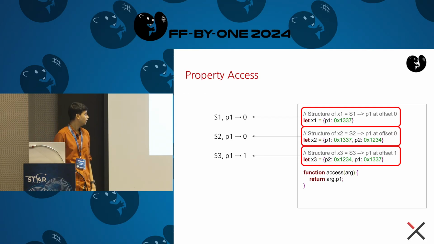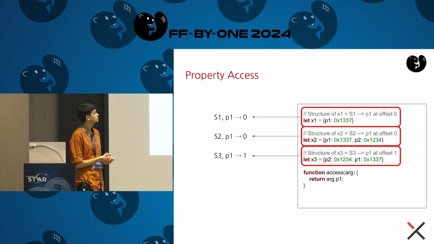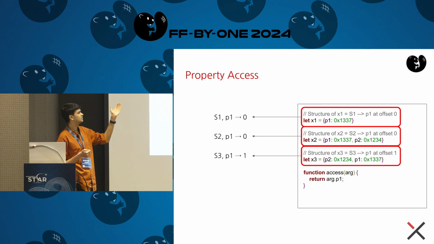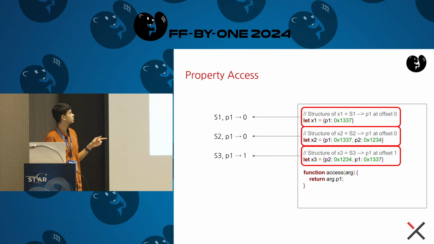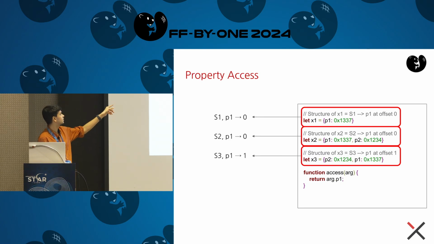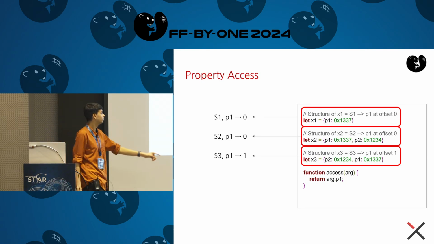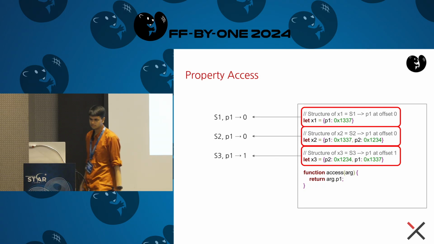So now let's look at an example. Just take a moment to read this JavaScript code. It's just creating three objects, x1, x2, x3. x1 has the shape S1, where P1 is at offset 0. This one has shape S2, P1 is at offset 0 again, even though the shape is different, the offset is the same. This one is x3, the shape again is different, and in this case the offset is also different. P1 has the offset 1, the other two had an offset of 0. And a point to note is that we are going to be studying the property access arg.p1.